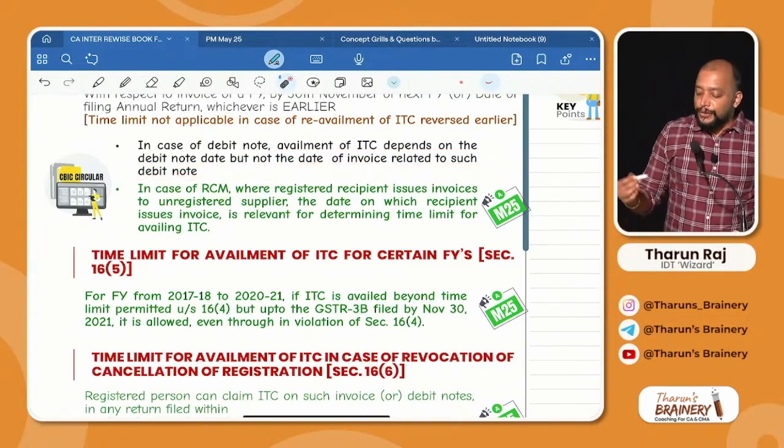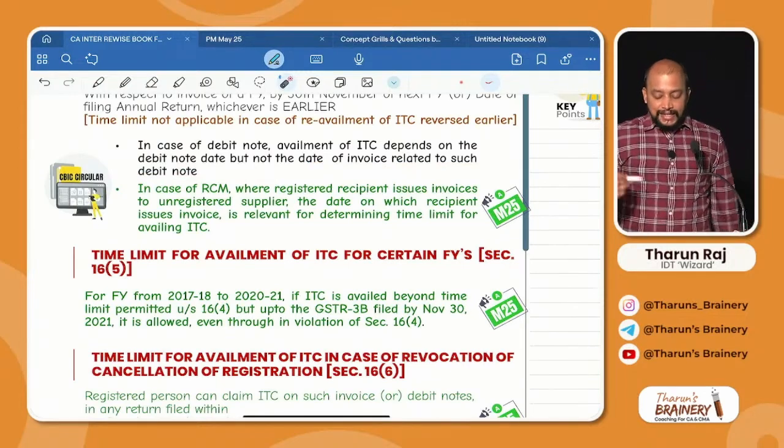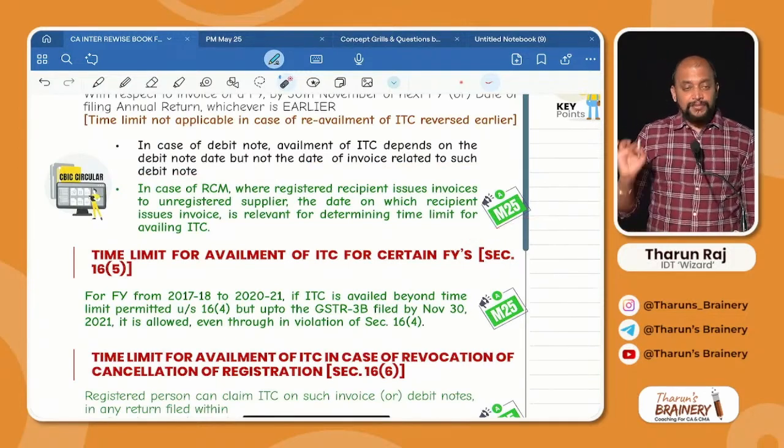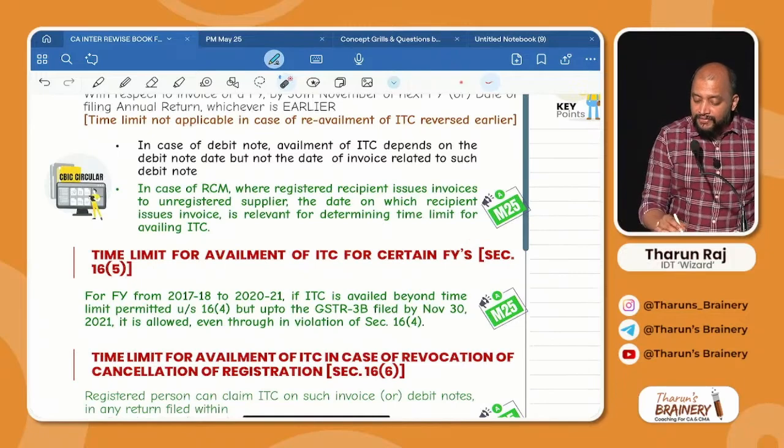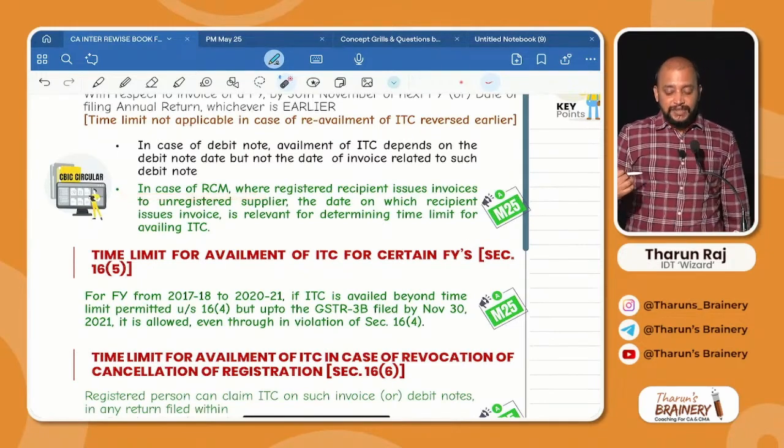Then one newly added point, that is an amendment for May 25 exam, that is in case of RCM, reverse charge mechanism.